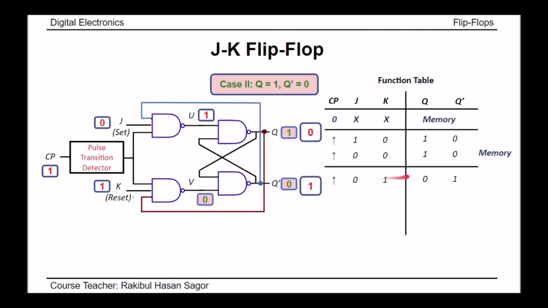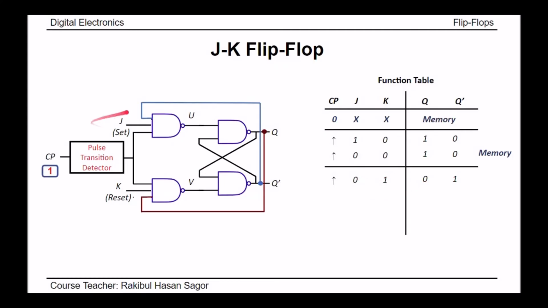Next, after this state, if we again give J equal to 0, K equal to 0, that means 0 0, so the value of U will be 1, V will be 1. As we have 1 1 here, the output of this SR latch will hold the previous value. What was the previous value? We consider this as previous value, Q equal to 0, Q prime equal to 1. So the next value will also be Q equal to 0, Q prime will be 1. So for 0 0 input, the output will be the previous output. It will act as memory.